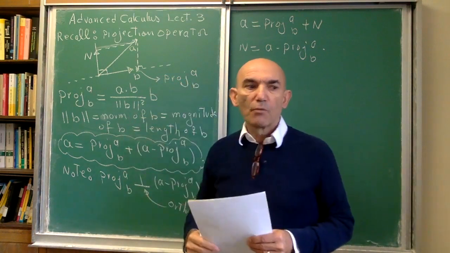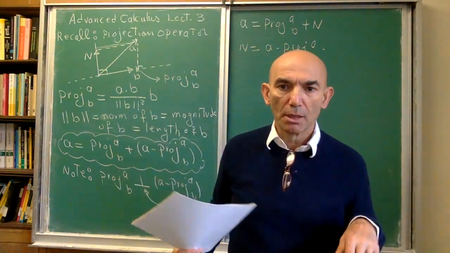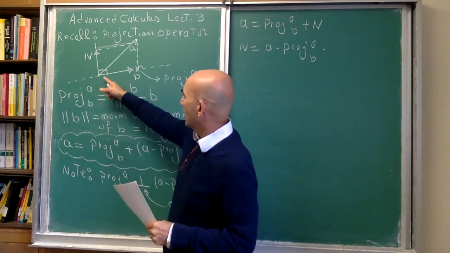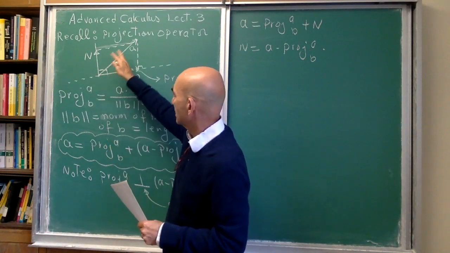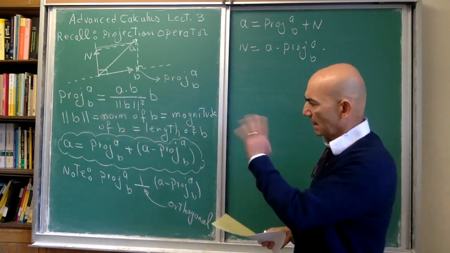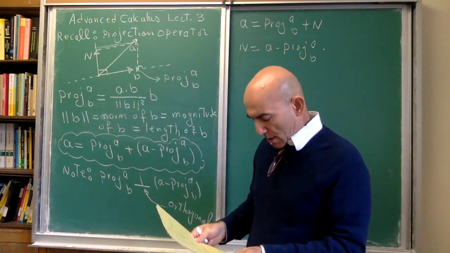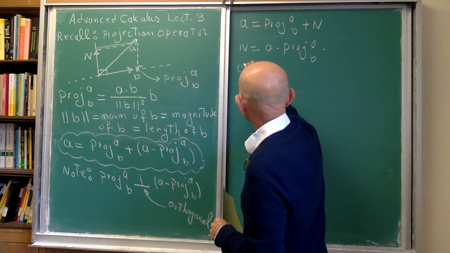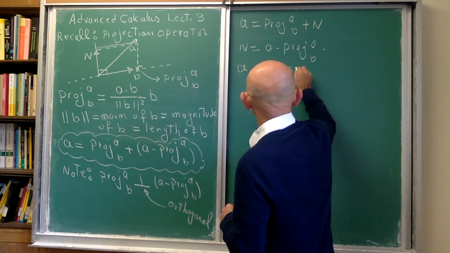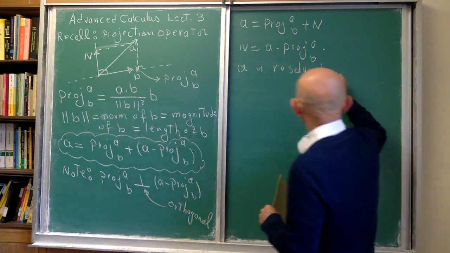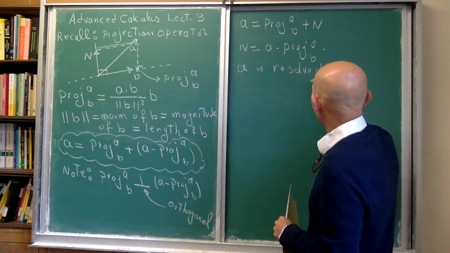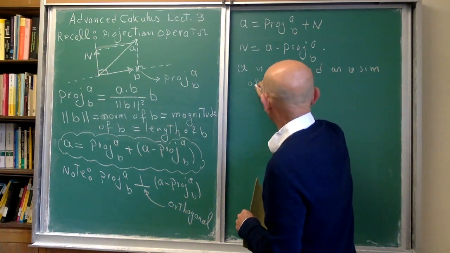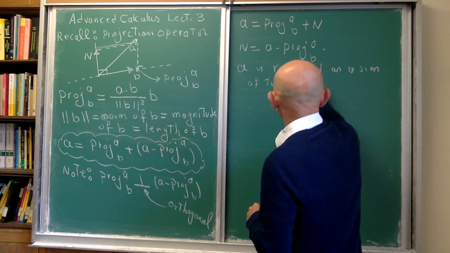This is a very useful way of decomposing a vector into a sum of two vectors. One is along an arbitrary vector, and the other is orthogonal in the same plane, and so on. That's something quite useful. It's also called resolving. So we say A is resolved as a sum of two orthogonal vectors.